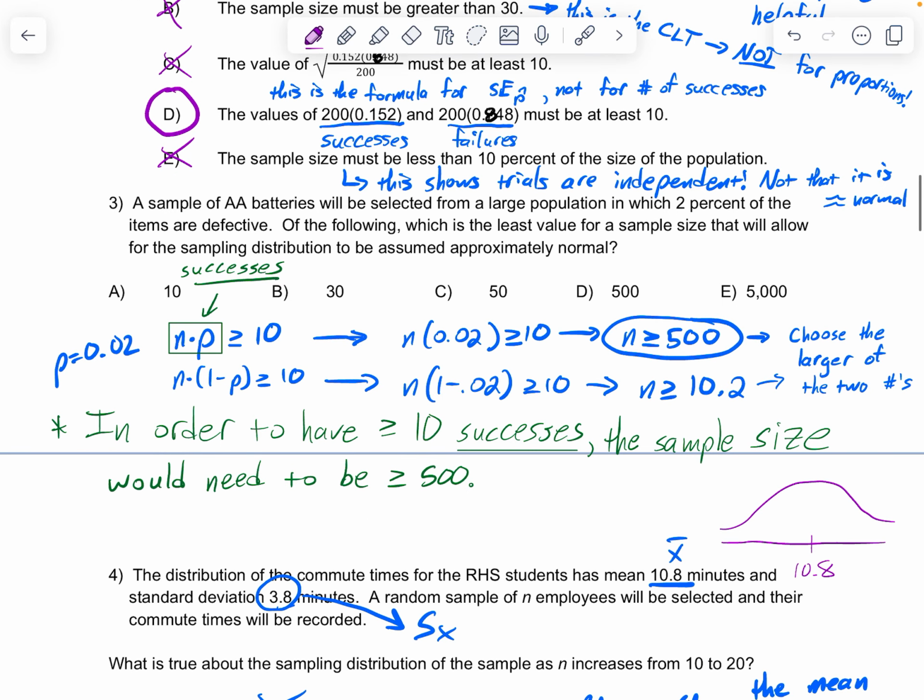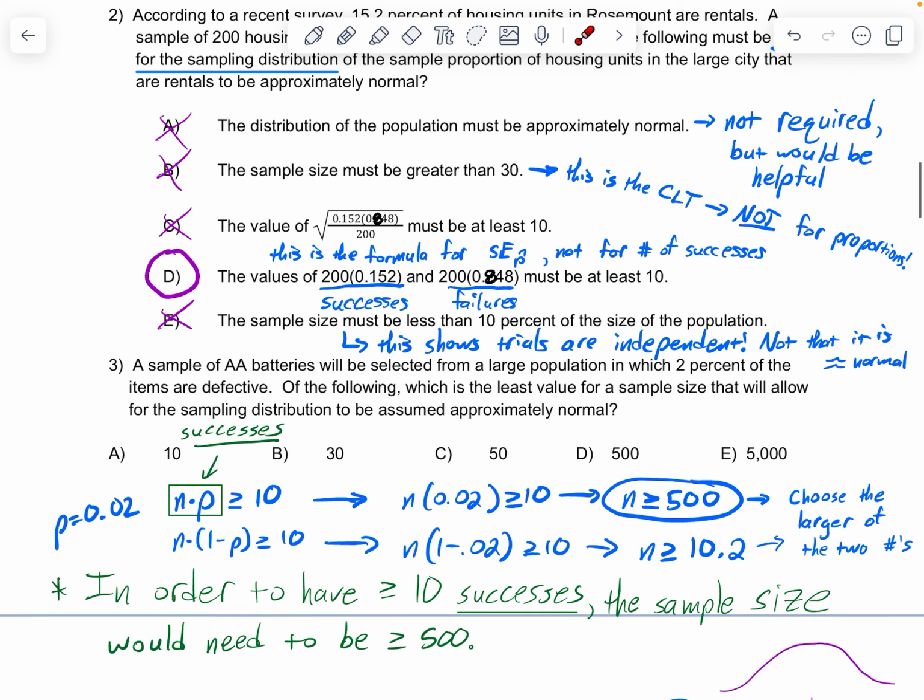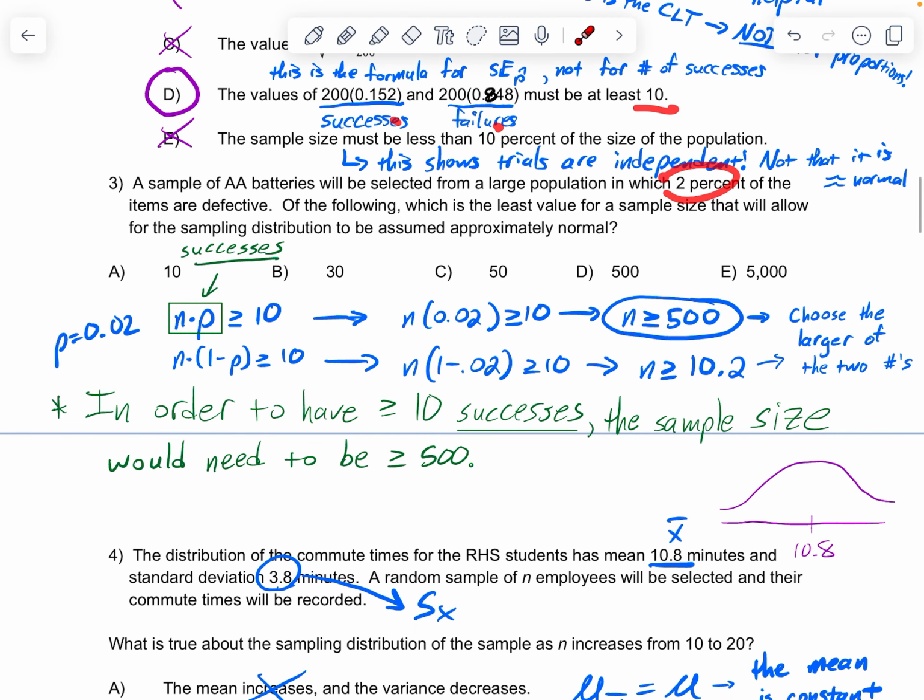Number three: a sample of batteries will be selected from a large population in which 2% of the items are defective. Of the following, which is the least value, the smallest value for a sample size that will allow the sampling distribution to be assumed approximately normal? So that's kind of piggybacking off of this one, right? We had to have 10 successes and failures. So take the 2%, that is your p, and we know that n times 0.02 has to be at least 10.